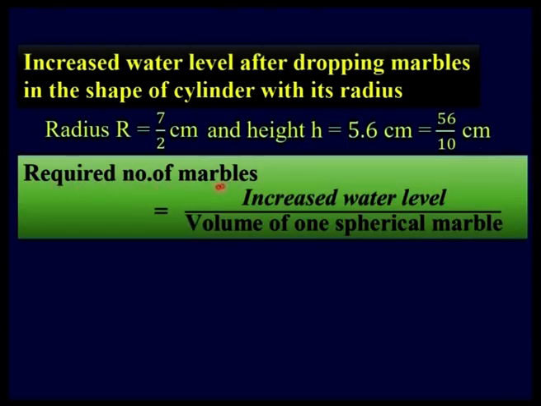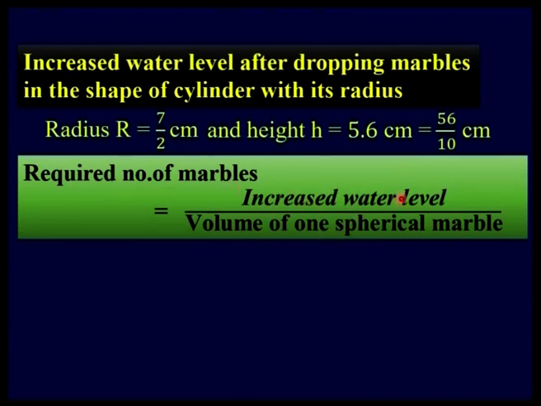Children, the required number of marbles formula is the increased water level volume divided by the volume of one spherical marble. Here I am going to explain how to write this formula. Remember this for problems based on this concept. Always write the bigger solid volume in the numerator and the smaller solid volume in the denominator. Here the bigger solid is the water in the form of a cylinder, and the smaller solid is the spherical marble. In this way we can find the required number of marbles or anything.